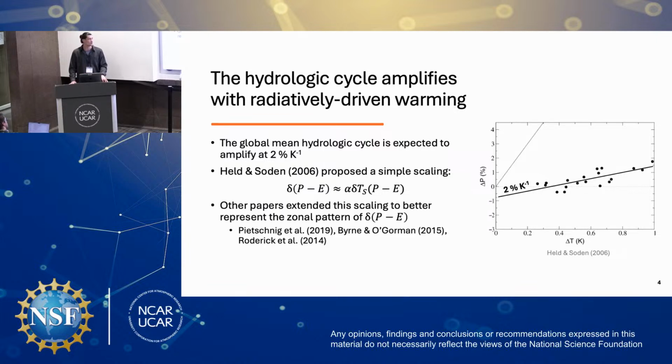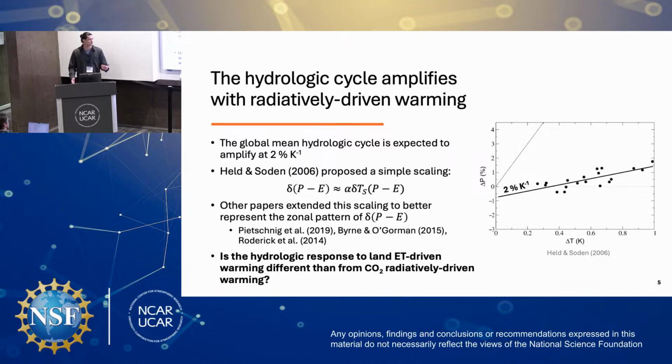And since then, there have been other papers that have extended this scaling to better represent that zonal pattern of P minus E. I've included 3 papers here which do that. Essentially, this includes adding terms related to gradients in surface temperature or relative humidity, which improves the fidelity of the P minus E pattern in the zonal mean.